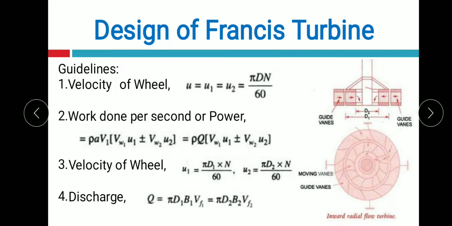We have discussed this discharge equation in the case of centrifugal pumps. vf1 is called velocity of flow, b1 is width at inlet, b2 is width at outlet, D2 is diameter at exit, D1 is diameter at inlet. vf1 is velocity of flow at inlet, vf2 is velocity of flow at outlet. Remember these points, these are useful while solving the problems.